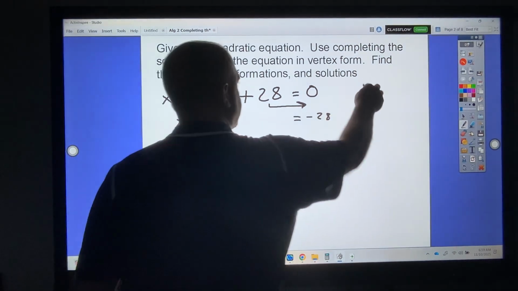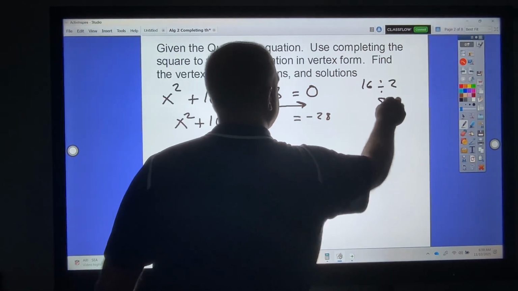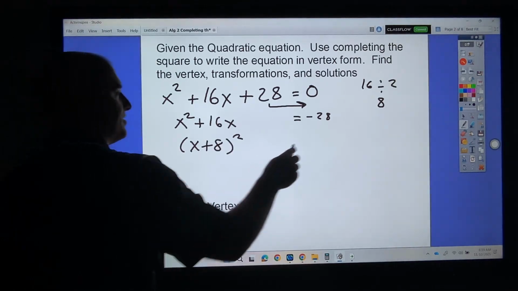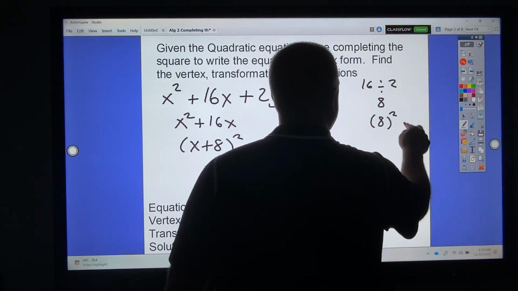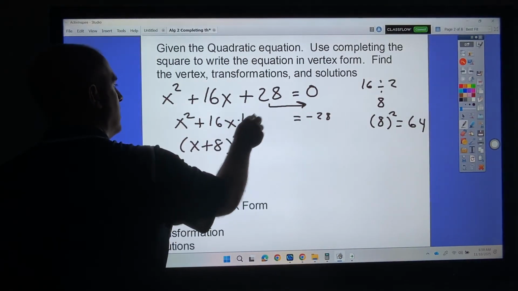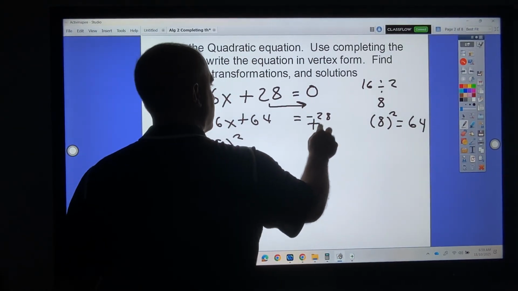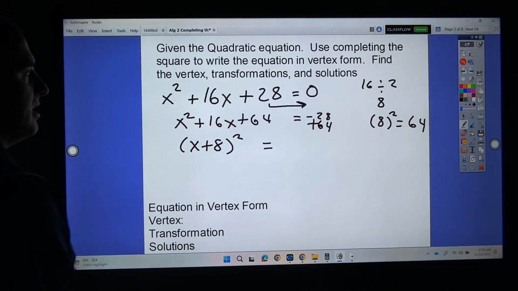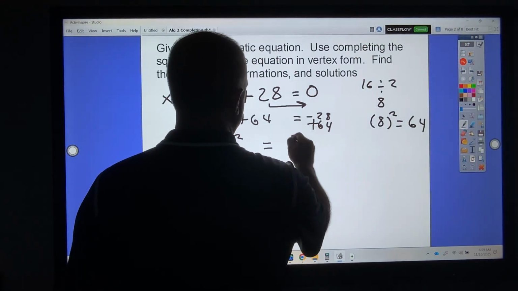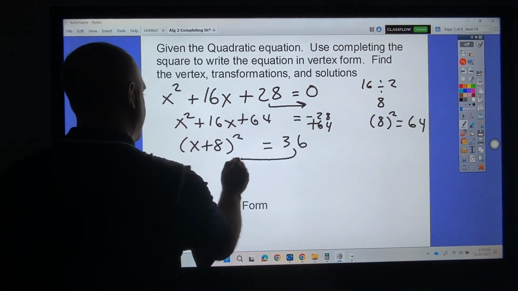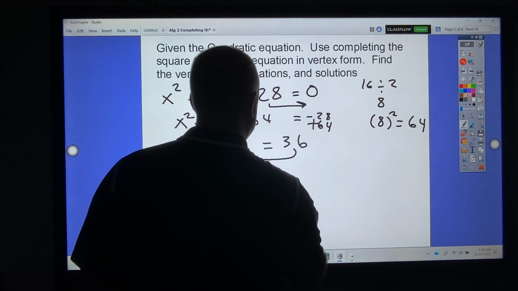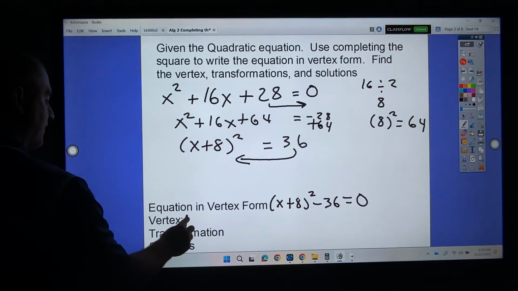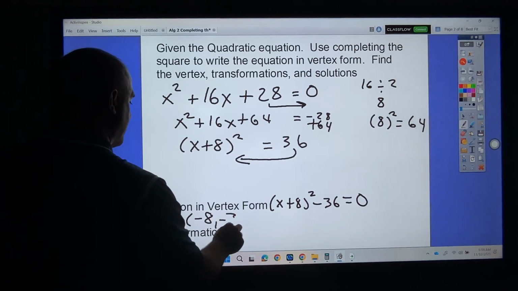I want to take 16 and divide it by 2. Gives me 8. I'm going to do two things with that. x plus 8 with the parentheses squared. And then I want to square 8, which would give me 64 on both sides. Remember, a squared number is always going to be positive. So if I add those up, I get 36. And then I want to move this back. So my vertex form is x plus 8 squared minus 36 equals 0. My vertex is -8, -36.